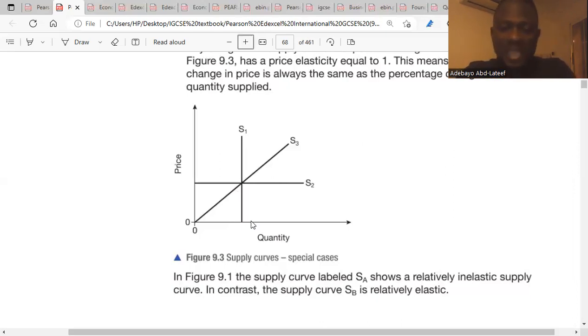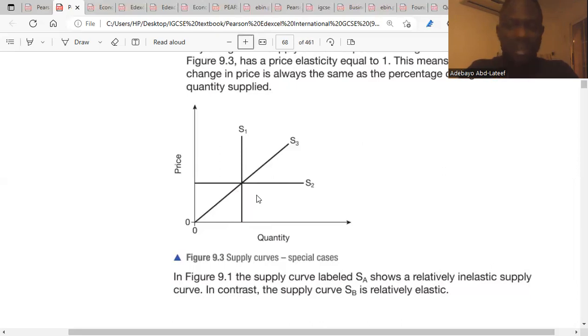So the PES for a horizontal curve is infinite. Do you get it? Firms and producers are willing to supply at any given point in time, at any given price. Do you understand? Yeah. When it is vertical, it is 0.